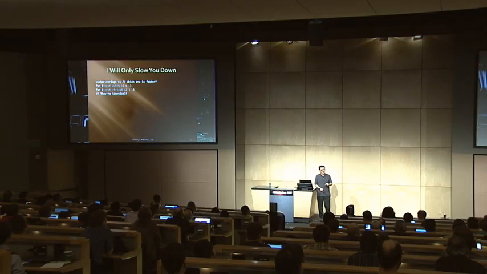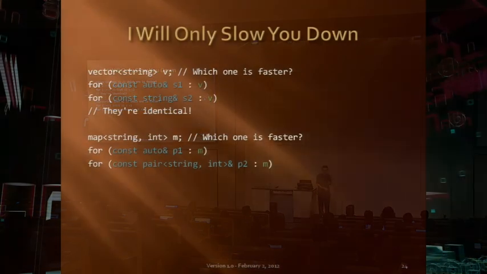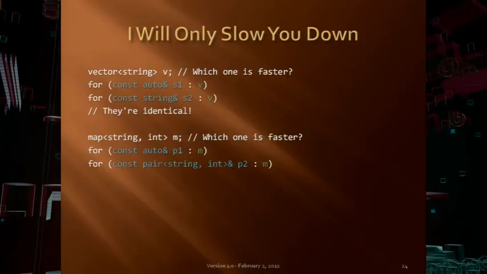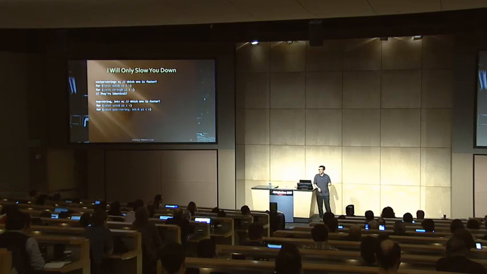Or you're not fired. Now, what if I switch this over to a map of string, int? I've got for const auto ref, or I can be very explicit and say for const pair of string, int ref p2, because a map's value type is a pair. Who thinks const auto ref is faster here? Who thinks const pair, being explicit, is faster? Who thinks they're identical again? I'm trying to get you. Actually, const auto ref is faster. Man, I wanted people to vote for identical again.